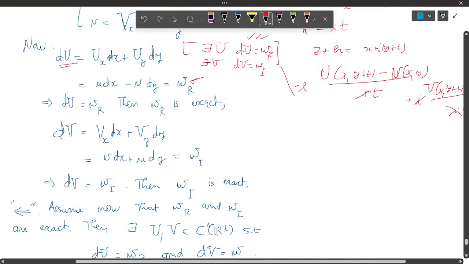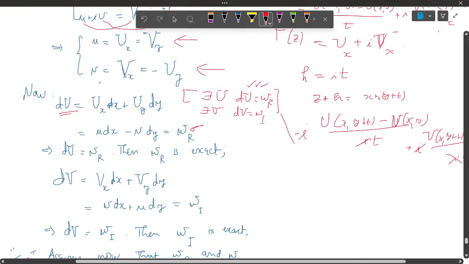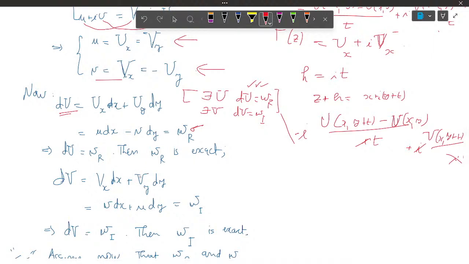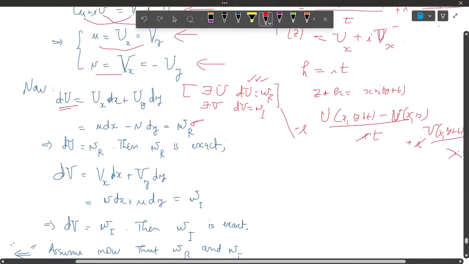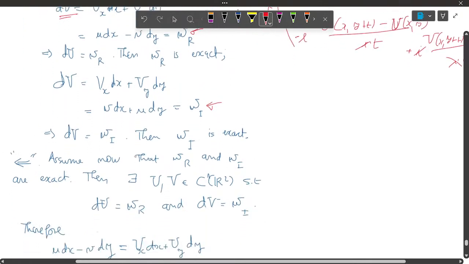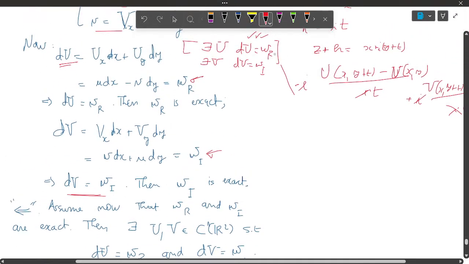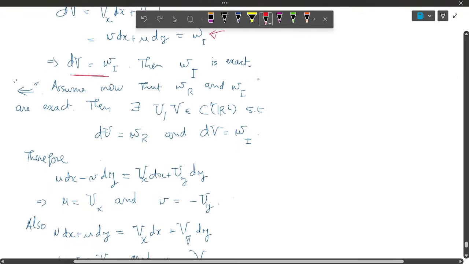Let us compute then dV. dV is equal to d capital V. d capital V is equal to capital Vx dx plus capital Vy dy. But capital Vx, we've seen that it is small v, and capital Vy, we've seen that it is small u. So we can write it here. So we have this, which is the definition of WI. So it means that the d of capital V also satisfies the second equation that we were looking for. So we are done with the if proof.